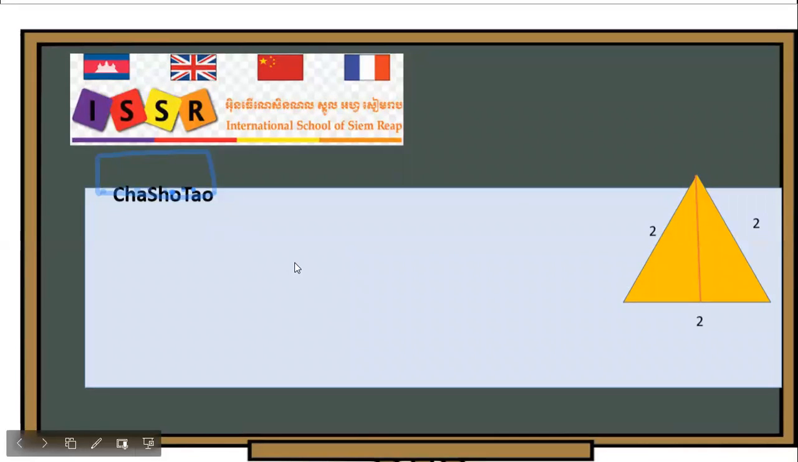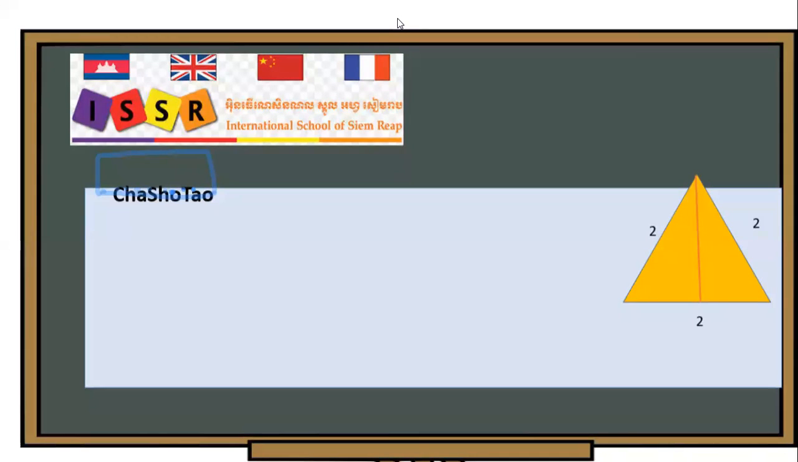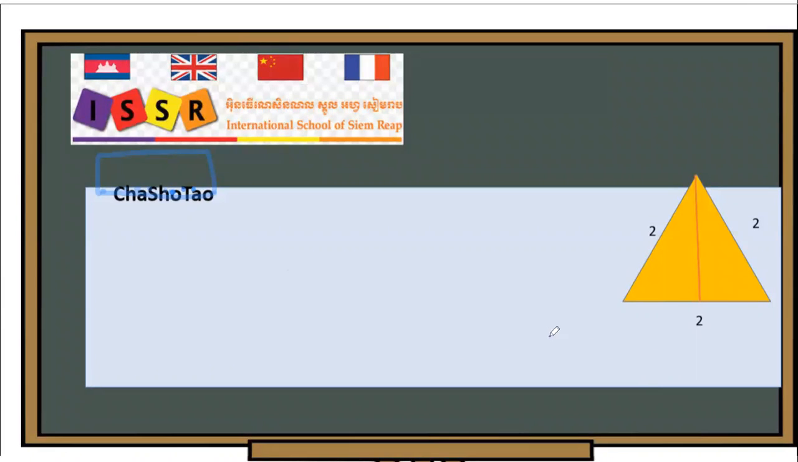Now, the first thing I want you to look at is that you can draw a triangle. What is the name of this triangle? It's an equilateral triangle, isn't it? It means that all sides are equal, and I've given each side of this triangle 2 units. One of the characteristics of an equilateral triangle is that all angles are 60 degrees in size. So this angle is 60 degrees, and this one is also 60 degrees.